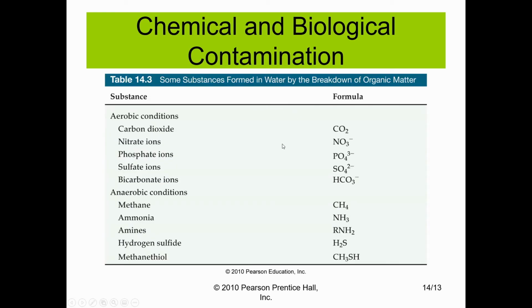In aerobic conditions, i.e. when oxygen is present, the breakdown of organic matter leads to the following compounds. Carbon dioxide, carbon turns into CO2, so you can see the carbon is building carbon-oxygen bonds. Nitrate ions, nitrogen trioxide. You can see here all of these atoms end up attached to a variety of different oxygens. This is in the presence of oxygen.